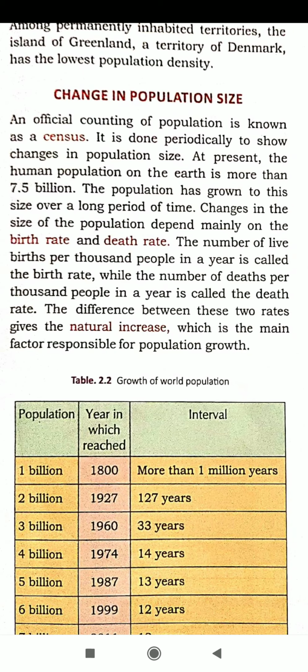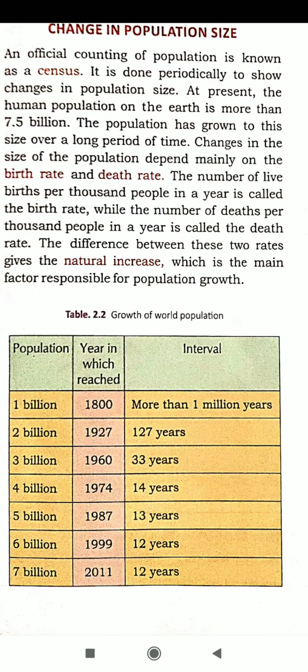We talk about the year in which the population rose, and the interval. 1 million in 1800, more than 1 million years to 2 billion in 1927, that is 127 years. Then we talk about 7 billion population in 2011, that is 12 years ago. If we study this table, we can understand the growth of population.